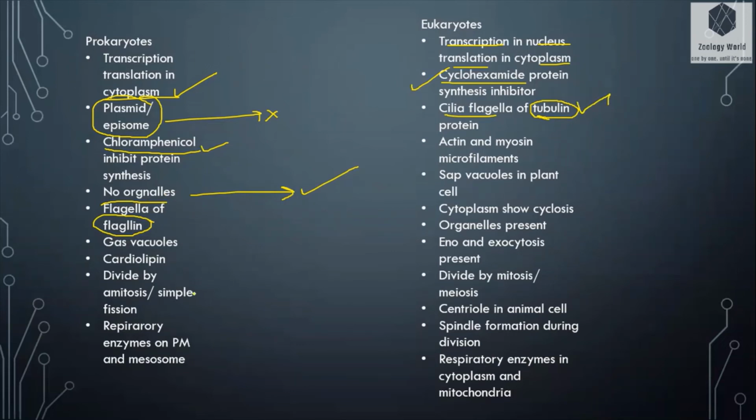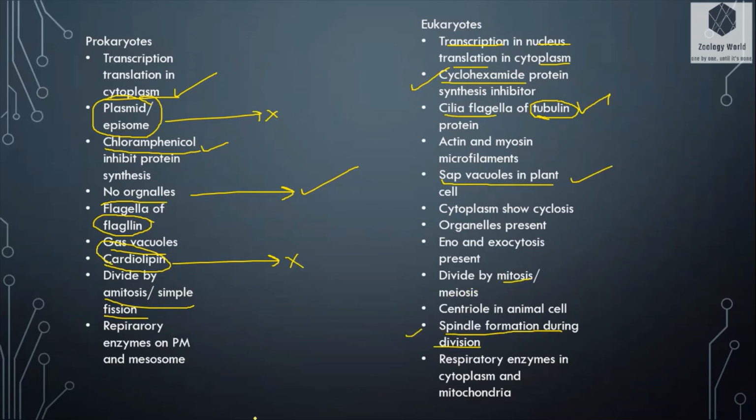There are gas vacuoles found in the prokaryotic cell, whereas in eukaryotes, plant cells generally have sap vacuoles. A special type of lipid known as cardiolipin is found in prokaryotic cells, but it is not a characteristic of the eukaryotic cell. The prokaryotic cell generally divides by amitosis or simple fission, as there is no spindle formation. But in the eukaryotic cell, there is spindle formation during division, and that's why they divide by mitosis and meiosis.